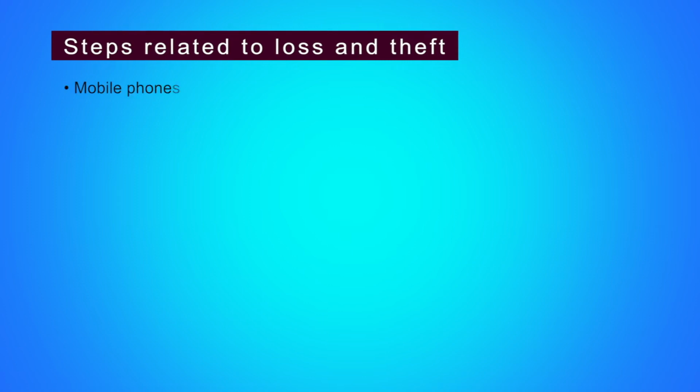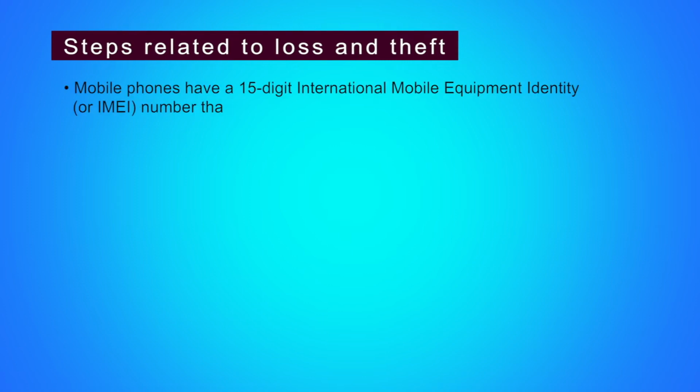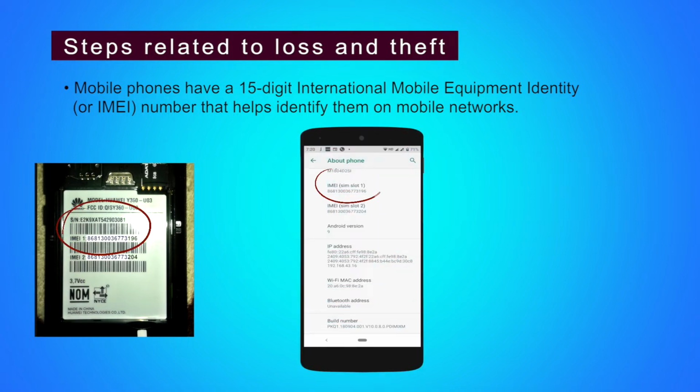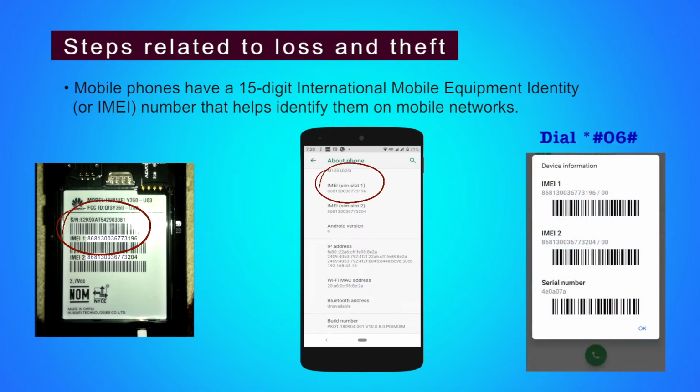Steps related to loss and theft. Mobile phones have a 15-digit International Mobile Equipment Identity, or IMEI, number that helps identify them on mobile networks. Changing SIM cards does not change your IMEI number. This number is often printed behind the battery, and most phones will display it in their settings or if you dial *#06#. Make a note of this number, as it could help you prove that you are the owner if your phone is stolen.